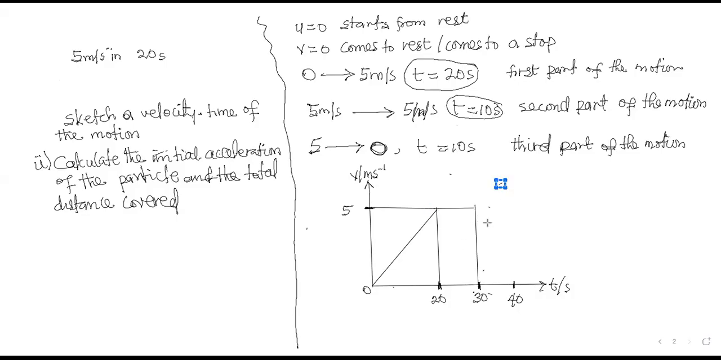Then the third part, the body decelerates uniformly, so it comes to a stop in a further 10 seconds. This is the velocity time graph.